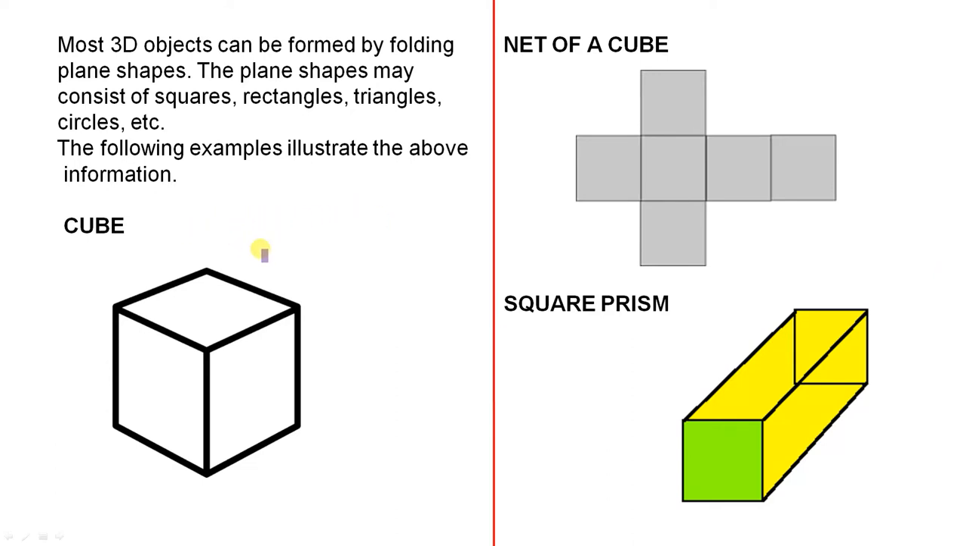We start off with a cube. A very common 3D object where the 6 faces are squares. Now, when this cube is flattened out, that is, when it is unfolded, we have the net of a cube, and that consists of 6 squares because there are 6 faces of the cube. So here is a plane shape that's been unfolded, and that represents the net of this cube. When this is folded, we end up with the actual cube itself.